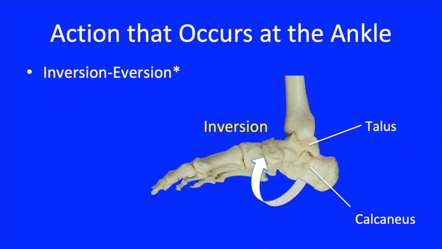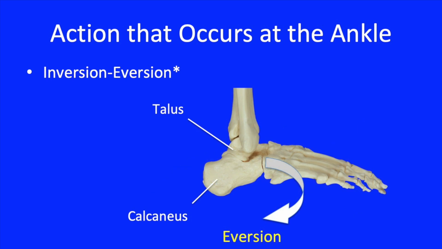The action of inversion takes place between the talus and the calcaneus. Inversion is defined as moving the sole of the foot towards a median plane. The reverse of inversion is eversion, or turning the foot outwards, away from the median plane. As you may have experienced already, extreme actions of inversion and eversion are pathological and result in ankle injuries, and regrettably are not uncommon in contact or jumping related sports.